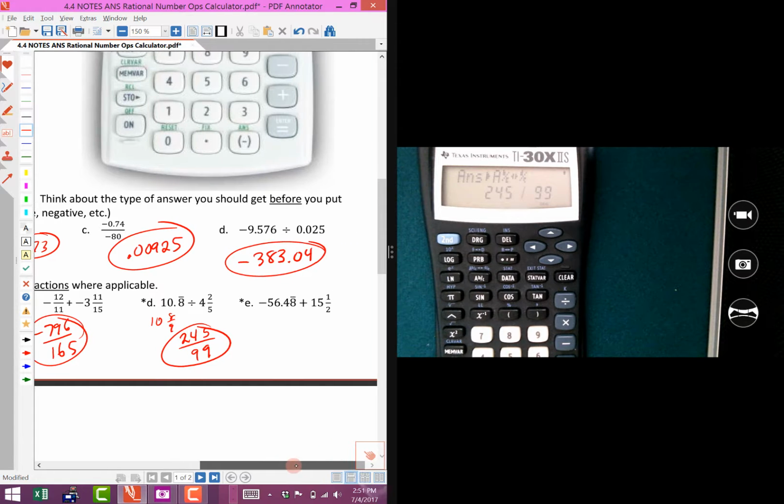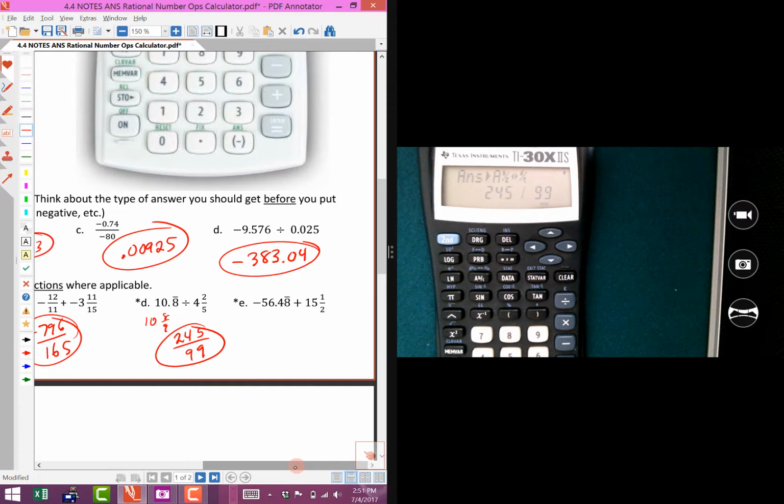This one is a bit of a mess here. So here's the cool part. I'm going to put in negative 56.4. Now notice only the 8 repeats. So I'm just going to do 8s. I'm going to fill up the screen. Then I'm going to add 15 and 1/2, and rather than put it in as a fraction, I'm just going to do 15.5. So I'm going to put in 2 decimal numbers. It's definitely going to give me a decimal number as an answer.